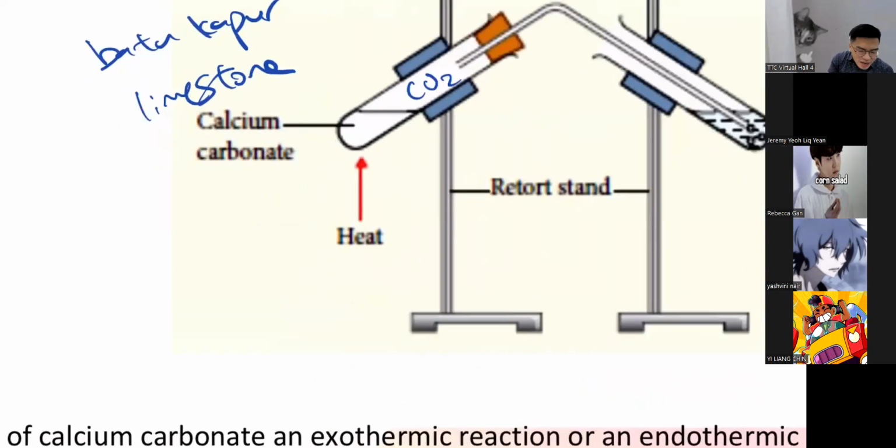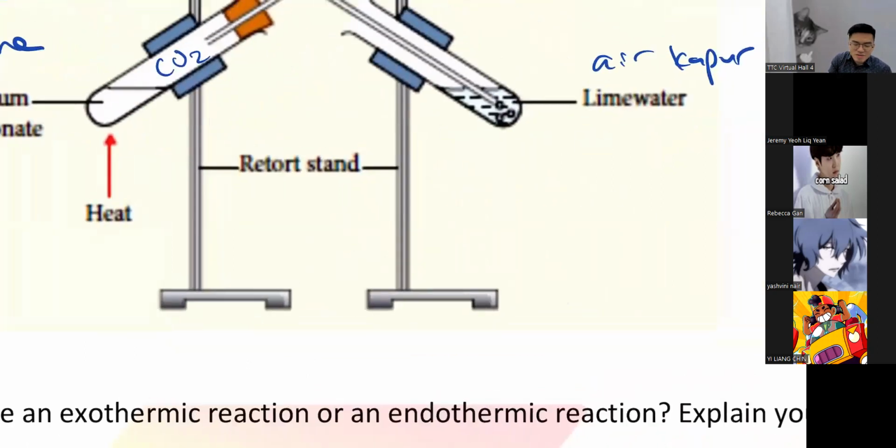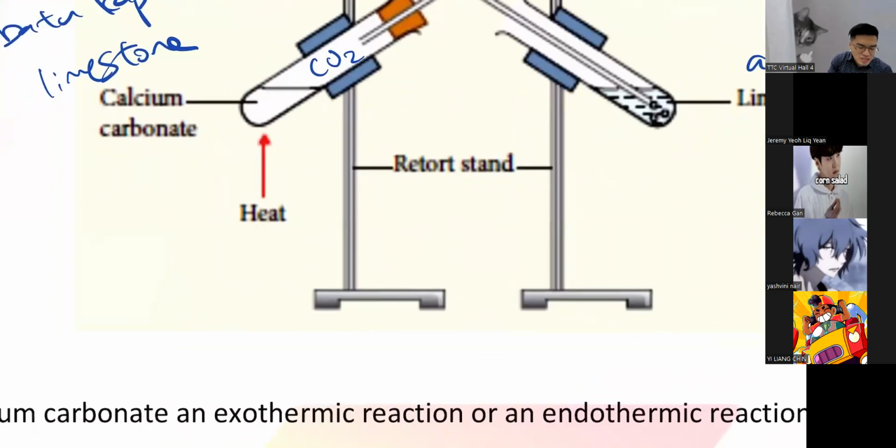You see, carbonate, right? Carbonate is carbon dioxide lah. It will become cloudy. Yes, it will become cloudy. Akan menjadi keruh. Menjadi keruh. So this is your calcium carbonate lah.